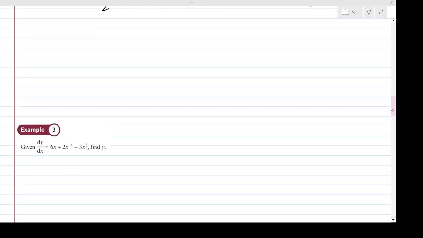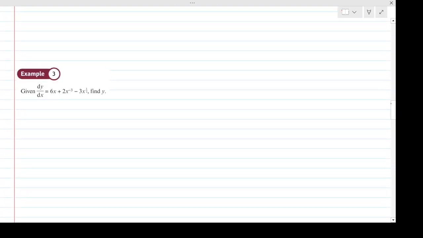Okay, we've got this question now. We've got dy dx is 6x add 2x to the minus 3 minus 3x to the half. We need to find y. So we've got the derivative again, and we need to find y. Again, we're going to integrate, going the other way. So instead of differentiating y to get the derivative, we need to integrate the derivative to get back to y.